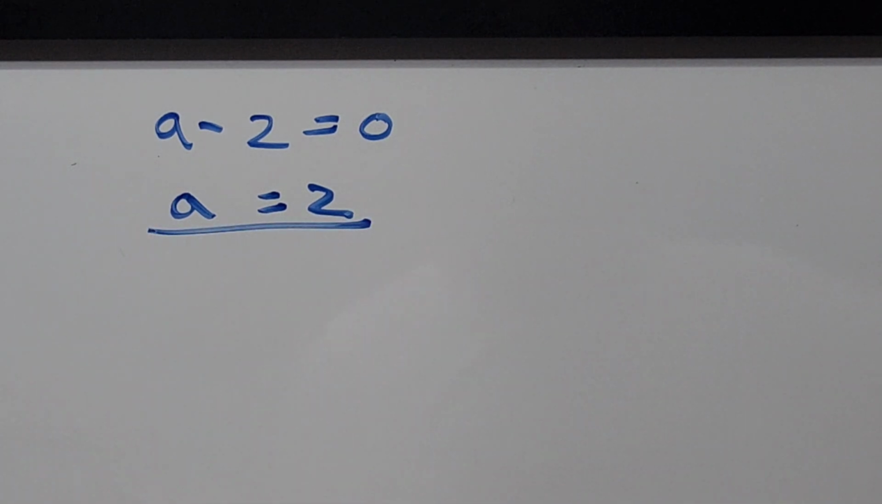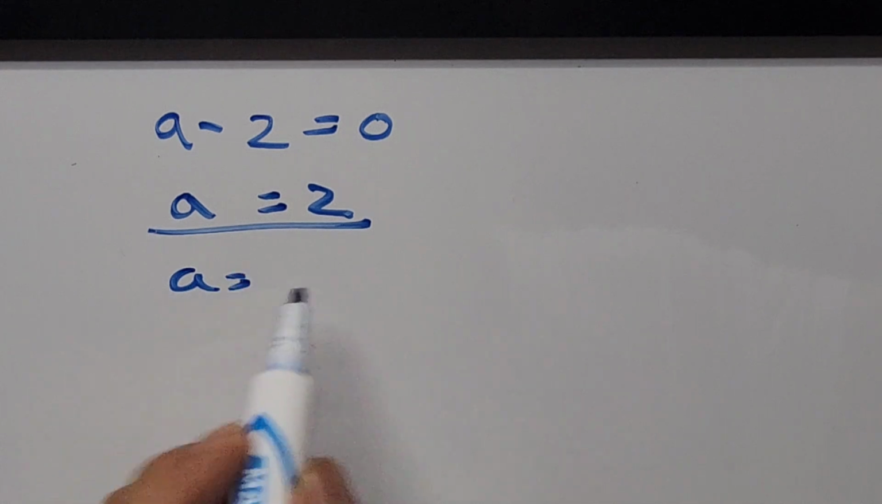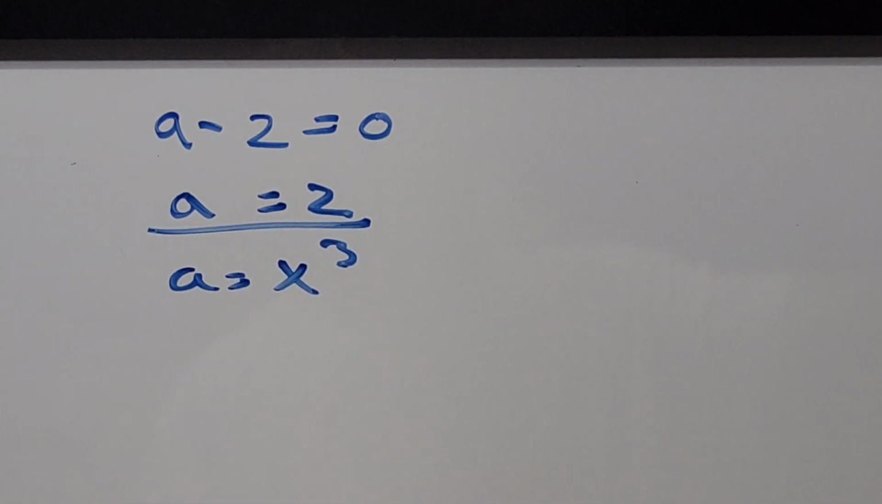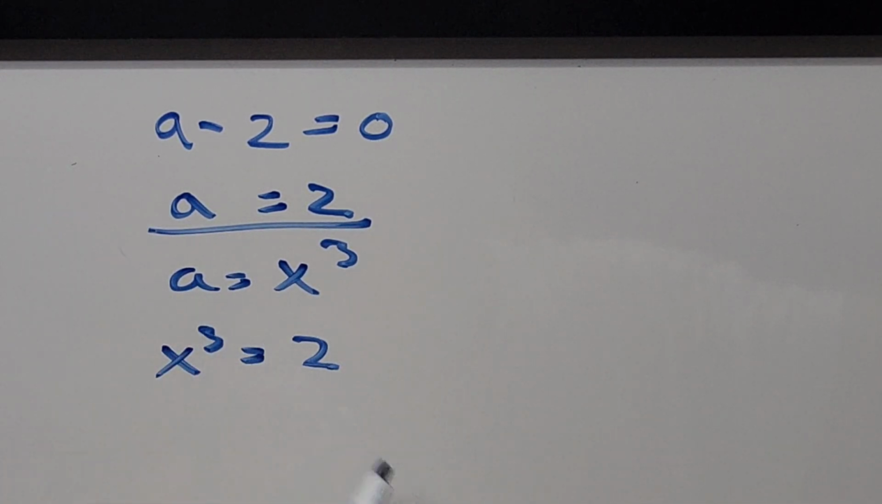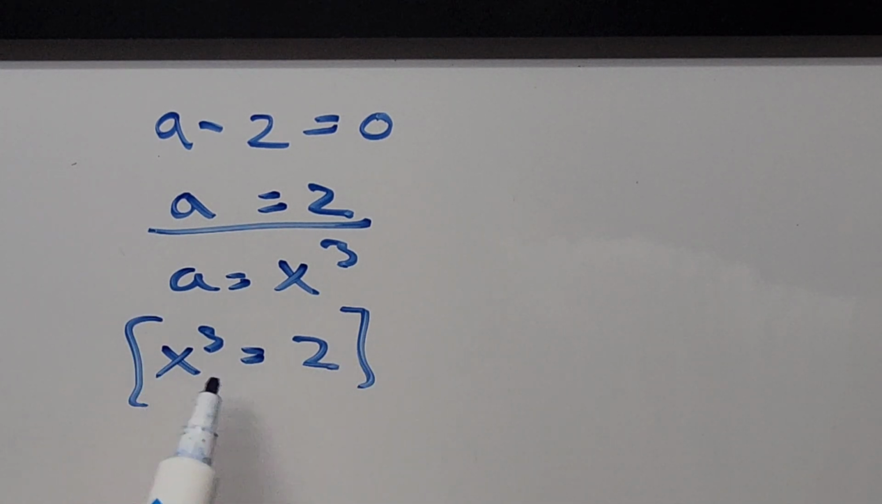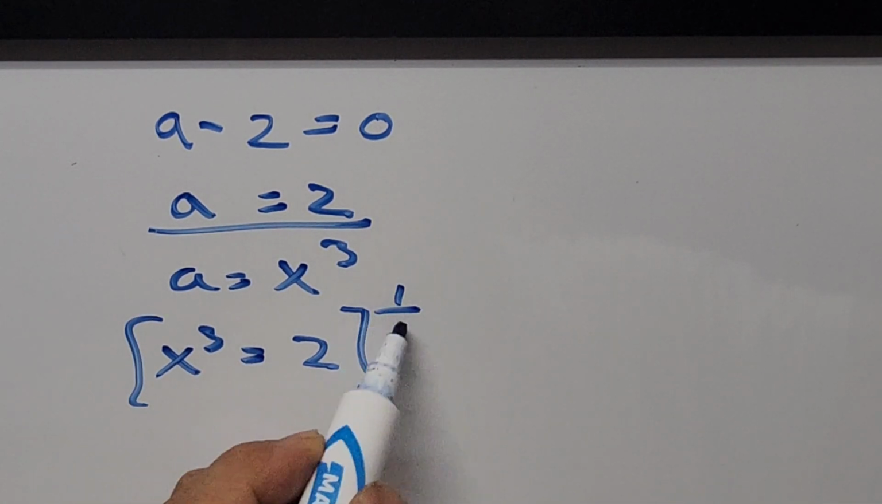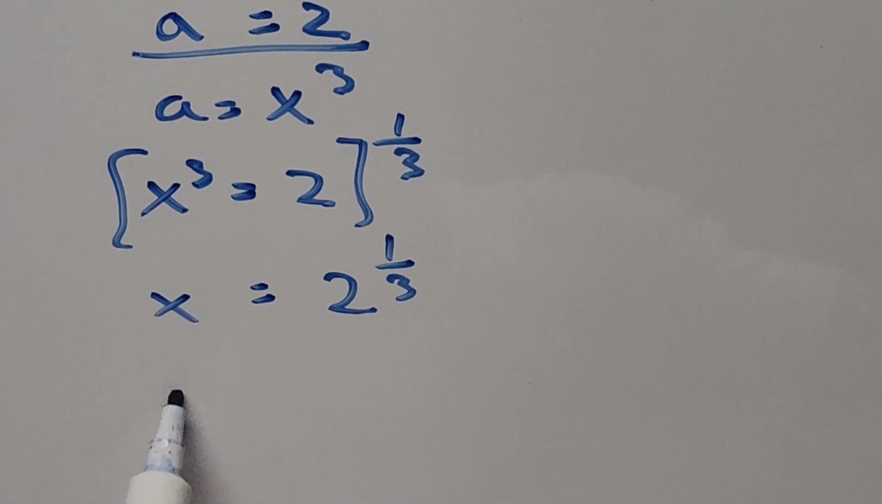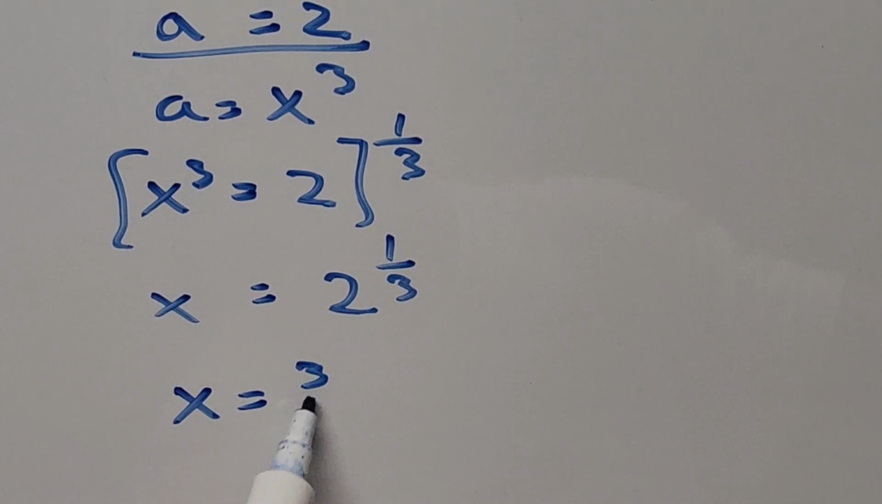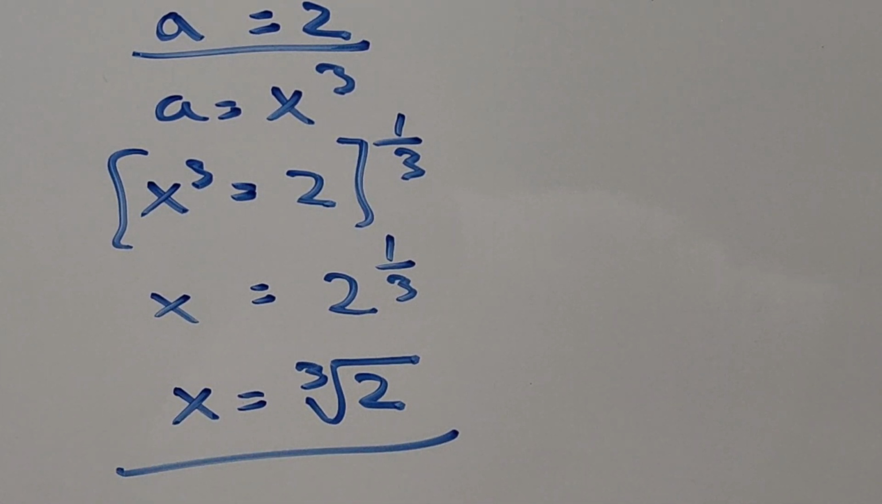And since a is a substituted variable, from a is equal to x cubed, finding the value of x, we have x cubed is equal to 2, where a is 2. Solving for x, raise the equation to the exponent of the reciprocal of 3, so that is 1/3. So x is equal to 2 to the power of 1/3, or x is equal to the cube root of 2. That's the value of x.